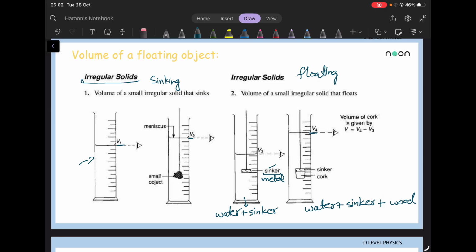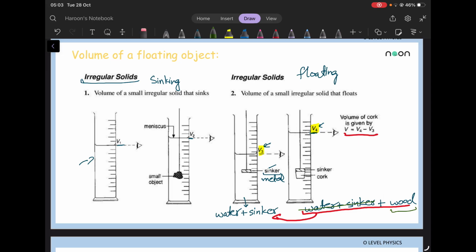Now I call this reading V4 and this one V3. This is V3, just water plus sinker, and this is V4. So I just take V4 minus V3. That would give me the reading of just the wooden object, because this entire thing combined is water plus sinker plus wood. When I subtract, the water part and the sinker part are removed, and the only thing left is the volume of the wood. So this is for floating objects. This can come in your theory exam as well, so make sure you know this process.